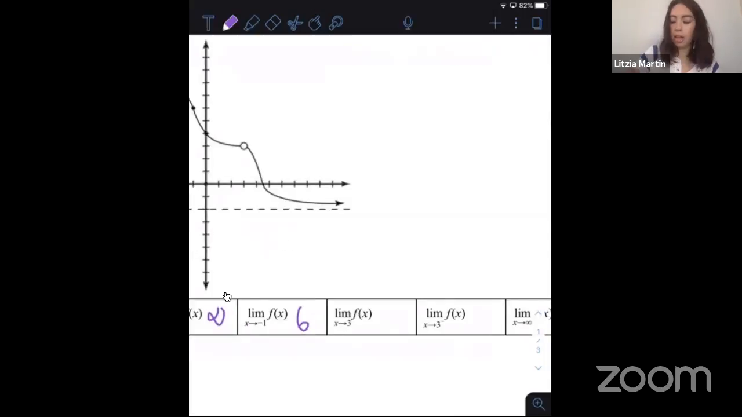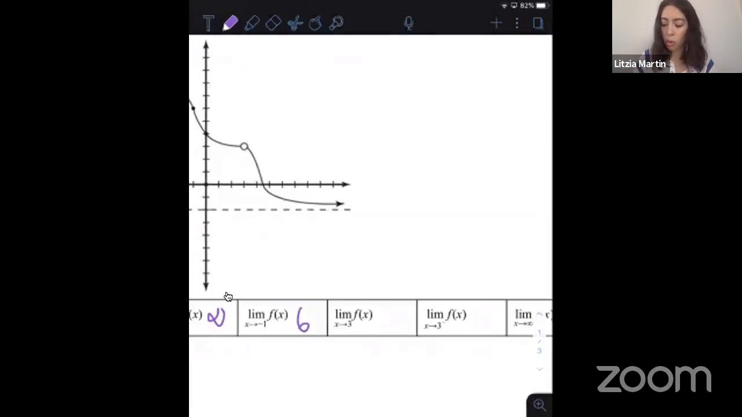We see that when x is 3, there is a hole. Remember, holes can have limits because the function from the left and the right is still approaching the same y value, which in this case is 3. So the limit is 3. The limit as x approaches 3 from the left will be this part right here, approaching the value of 3. And then the last part here, limit as x approaches infinity.